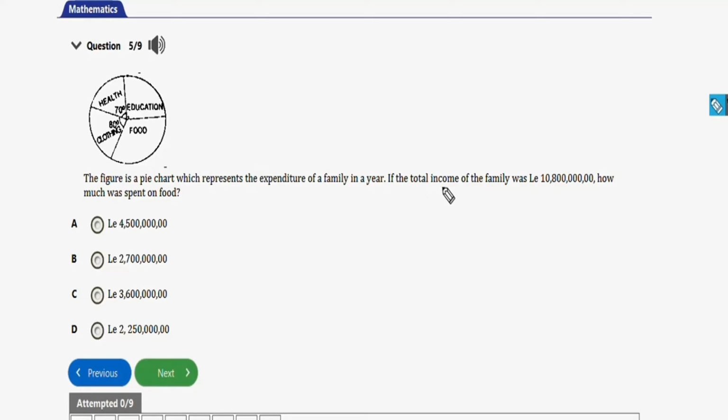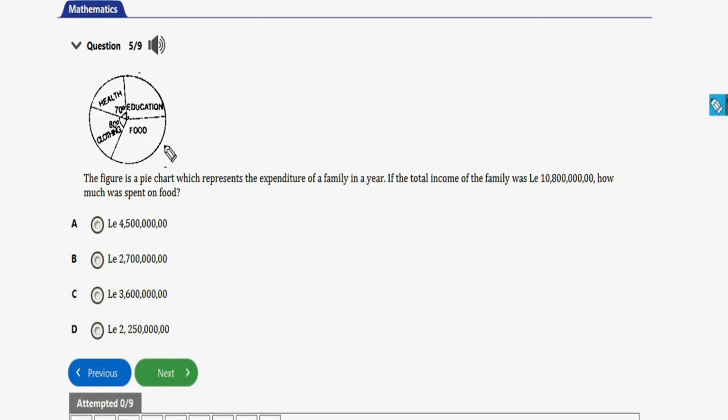So this question says the figure is a pie chart which represents the expenditure of a family in a year. If the total income of the family was this value, and I don't actually know this currency, how much was spent on food? So what we have here is 1,080 million.